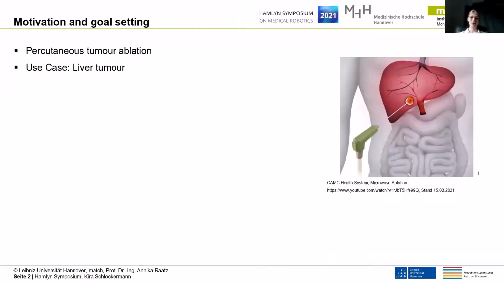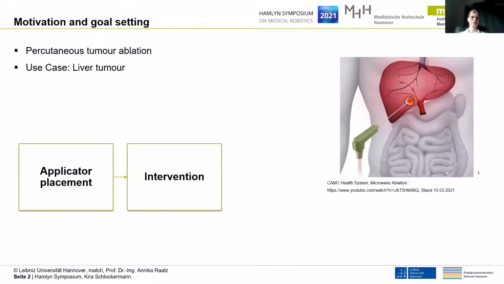The motivation behind this project is the percutaneous tumor ablation with the use case of a liver tumor, like we can see here in the right figure. During the ablation, the interventionalist places an applicator needle at the puncture site and sticks it into the body. The tumor cells can then be killed by a local temperature change through a probe. So we have first applicator placement and then the intervention.